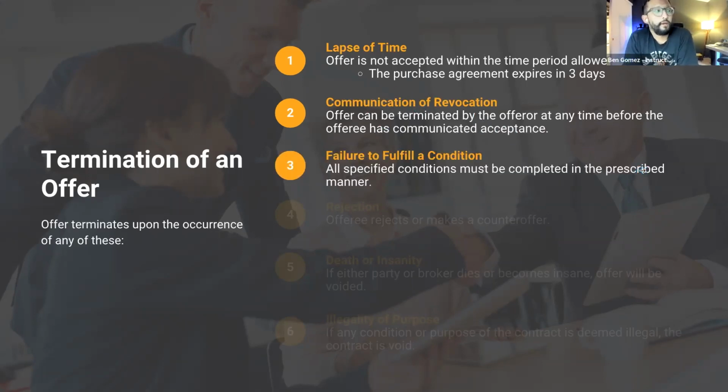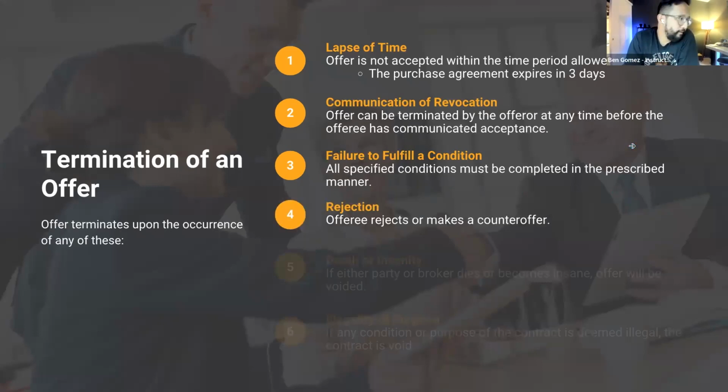Another way an offer can be terminated is failure to fulfill a condition. All conditions must be completed in the prescribed manner. When you are writing offers for a property, if Darlene is writing an offer to Carla, the seller, and Darlene is getting financing, or even if she's paying cash, part of the contract does require Darlene, the buyer, to provide proof that she has the funds or the funds for the down payment. If she fails to fulfill that condition, that offer is no good no more. We must fulfill all the conditions as agreed upon in the contract.